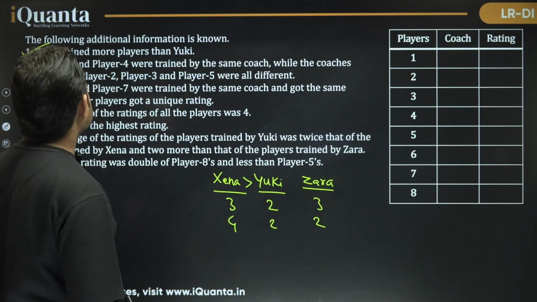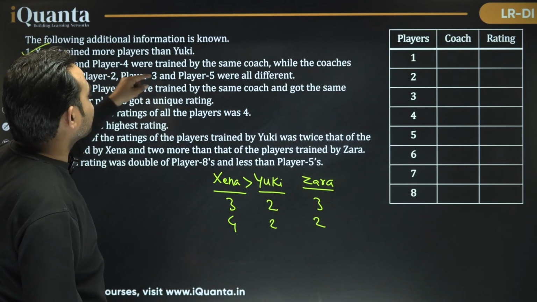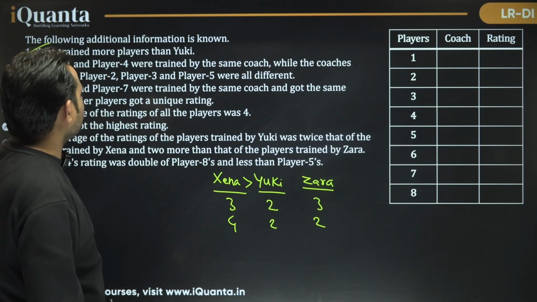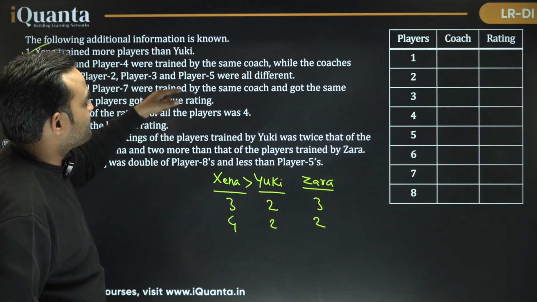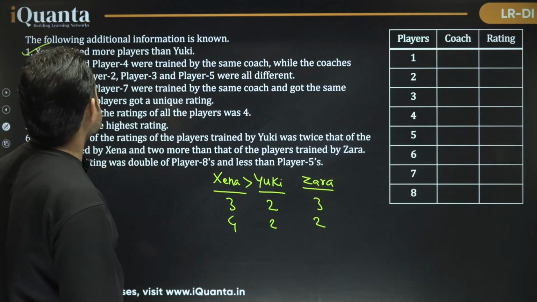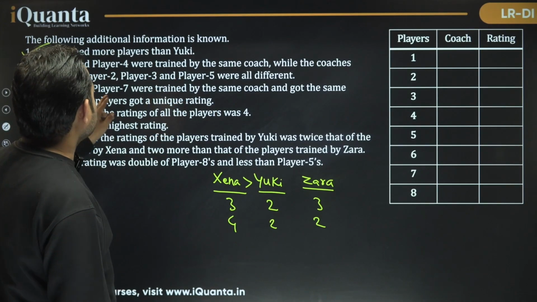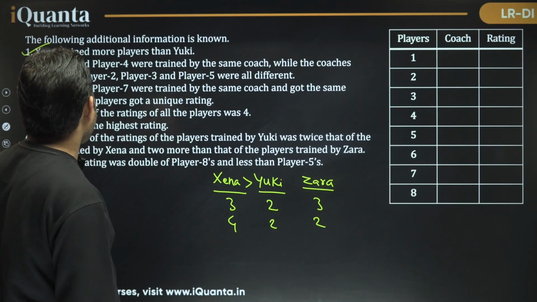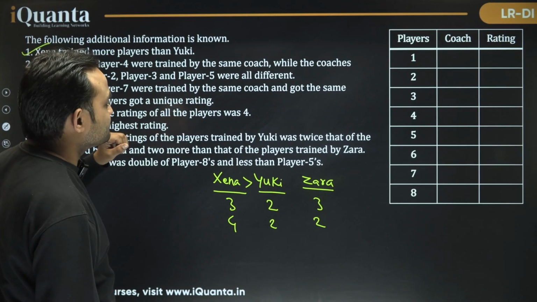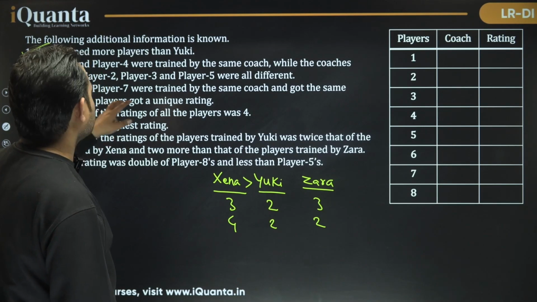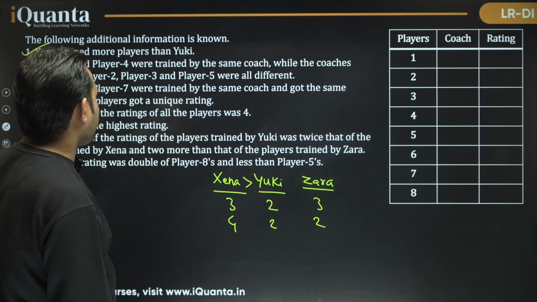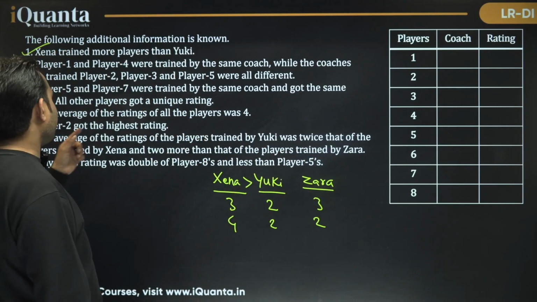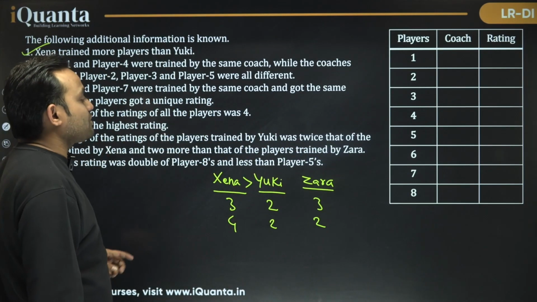Now, let's check this. Player 1 and player 4 were trained by the same coach, while the coaches who trained player 2, player 3, player 5 were all different. Player 5 and player 7 were trained by the same coach, got the same rating. All other players got a unique rating. So these two got the same rating, player 5 and player 7. Rest got unique rating. The average of all the ratings of all the players was 4.